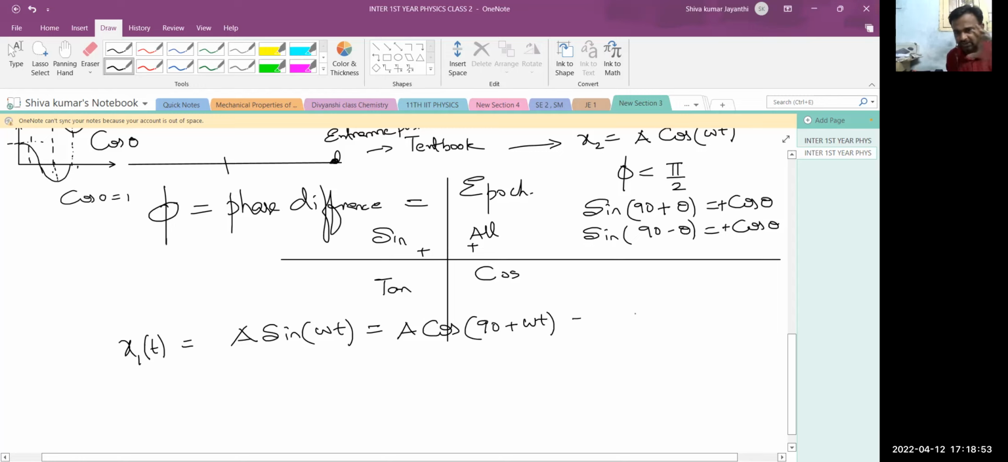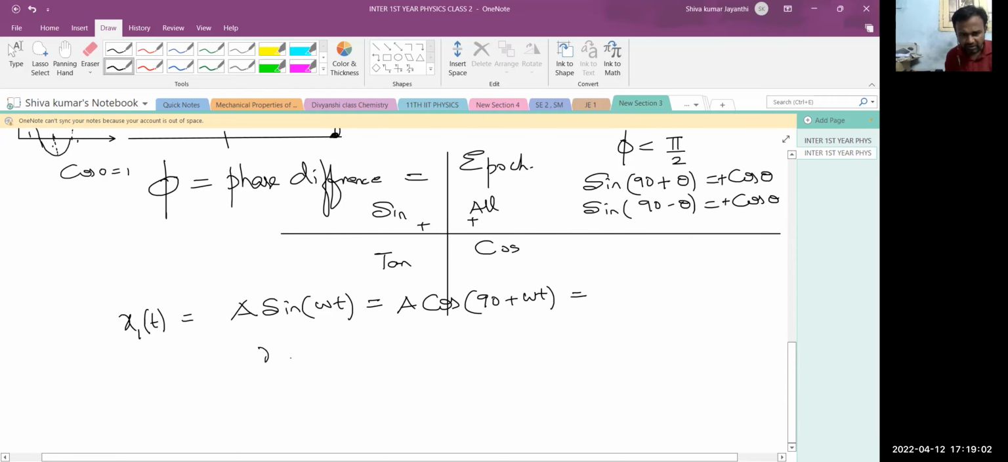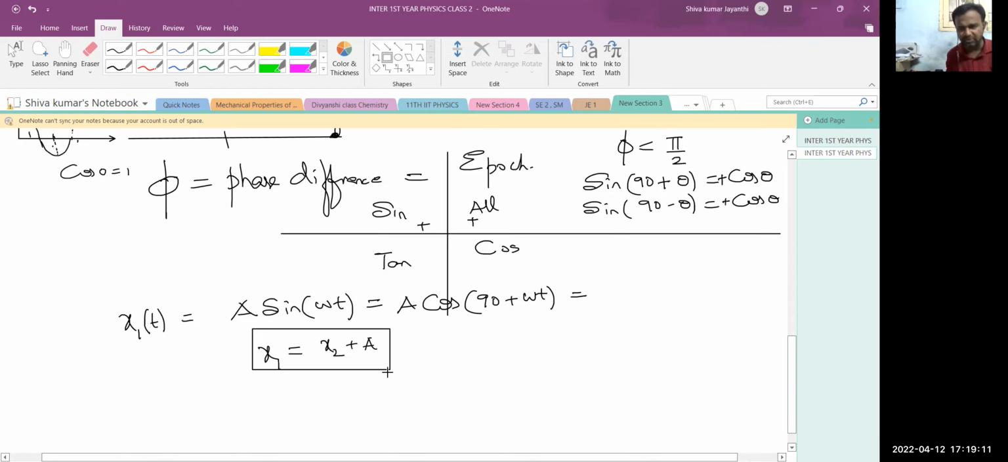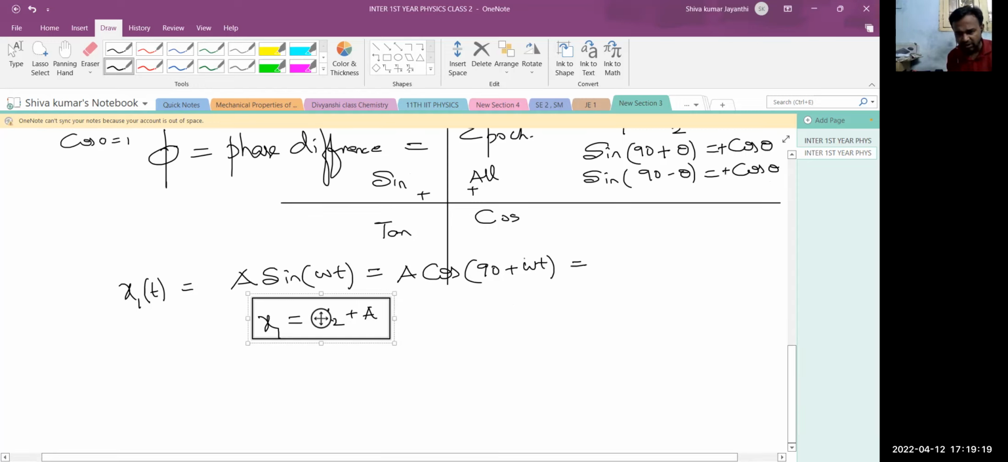So there is a relation between x1 and x2. Understood that? Is that clear? So can we also say that x1 is nothing but x2 plus extra amplitude distance? No, it is differing always. Always x2 and x1 differ by amplitude distance in distance terms. Understood? In phase terms, this is how the equation is. So therefore, they differ by a phase.